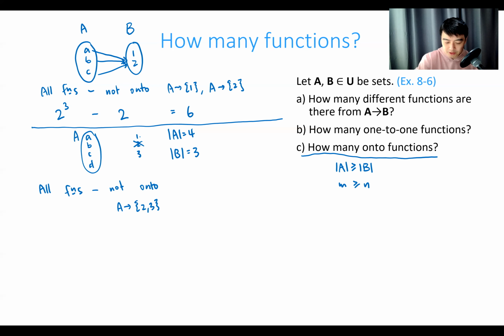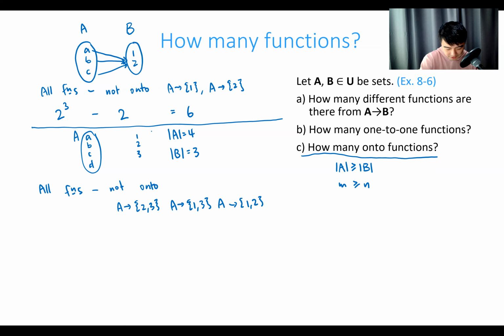what if I just cover up the 2? What if I don't use the 2? That means if A goes to only the set 1, 3, once again, none of those functions are onto. Okay, there's another scenario where I cover up only the 3, and I consider A goes to only the set 1, 2. None of those functions are onto as well. Okay, so we have to identify all of those. Now let's just start counting.